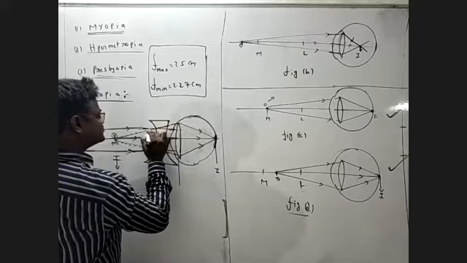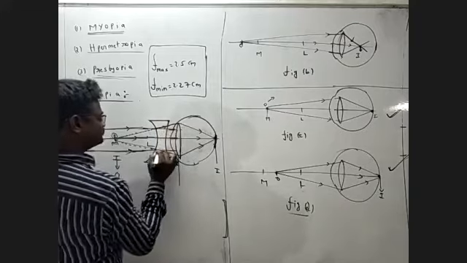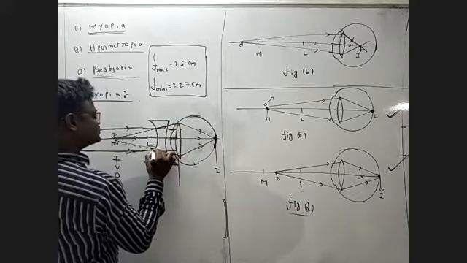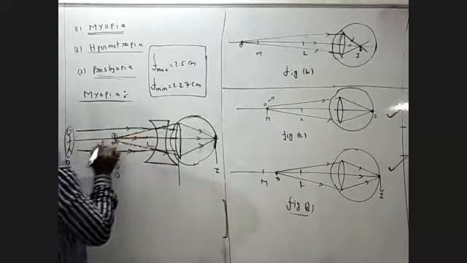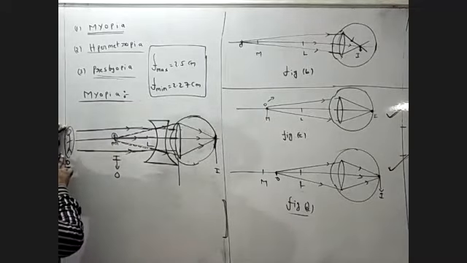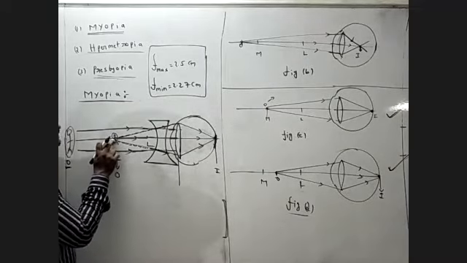Concave lens. This is a divergent ray. Extend it in the backward direction; the rays meet at point M. So this is the object, and this is the image. The image is formed here.